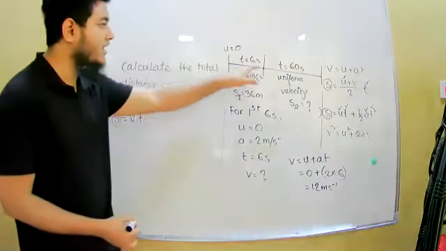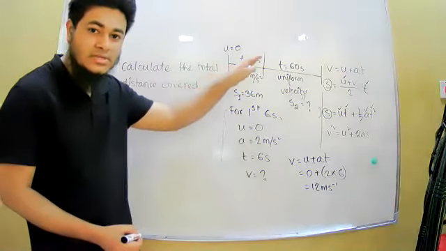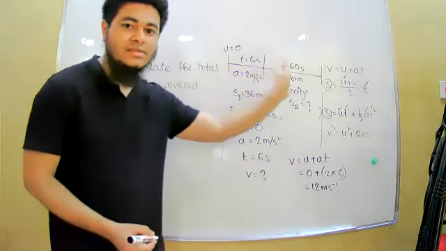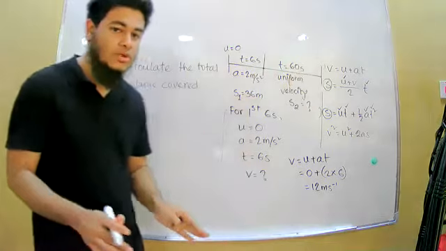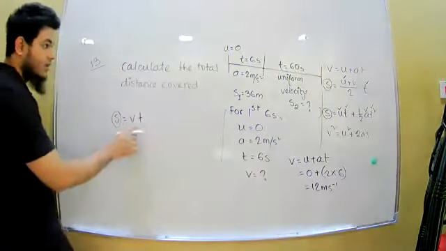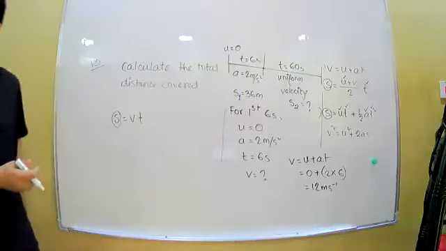So I got the final velocity. It started from zero, then the velocity increased, and it reached 12 meter per second at this point. After that, this velocity did not change, okay? So we can use the value of V over here, because in the second part, this velocity continued.